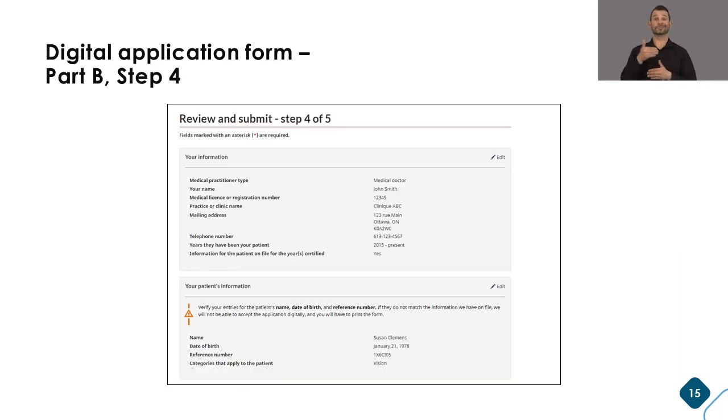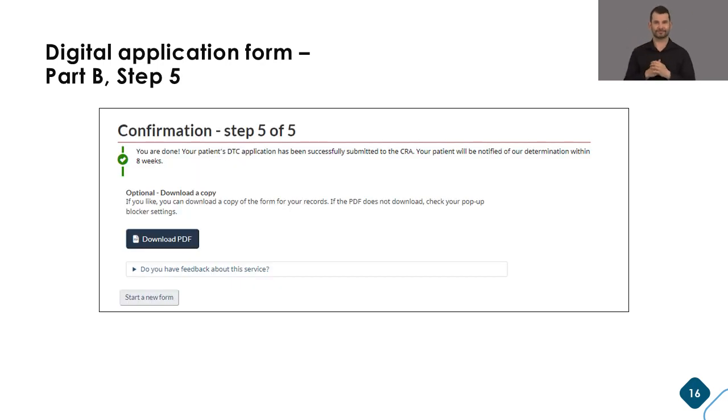Step 4 summarizes the information provided. Click Previous to go back and add additional impairment categories or information. When the medical practitioner is ready, they can submit the application. Step 5 confirms that Part B of the digital application was submitted.